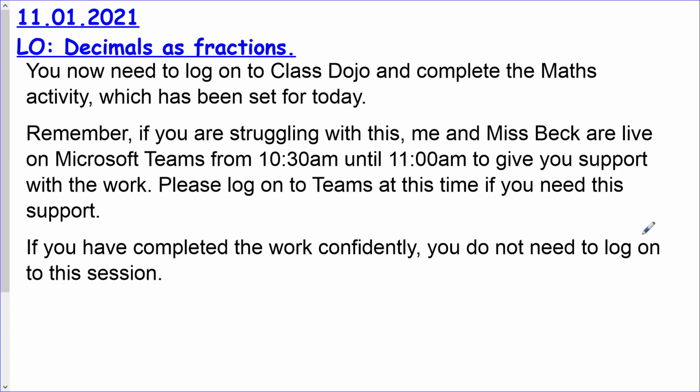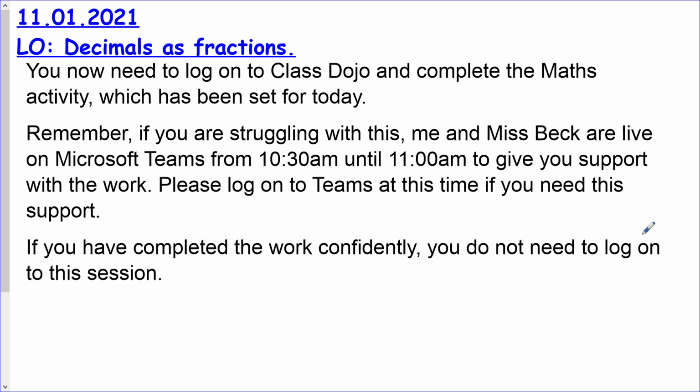So now, you need to log on to Class Dojo, and once again, you should all be used to this by now. There is a worksheet on there which has been set for today. It is all to do with converting decimals to fractions. Remember, if you are struggling with this, me and Miss Beck are both live on Microsoft Teams from 10:30 until 11 o'clock to give you support with this work. Please log on to Teams at this time if you need this support. Again, some children did that last week and it really helped them. If you do not need that support, you do not need to log on. But please, if you are struggling at all, log on to that live Teams session from 10:30 until 11 so that you can go through this with either me or Miss Beck.